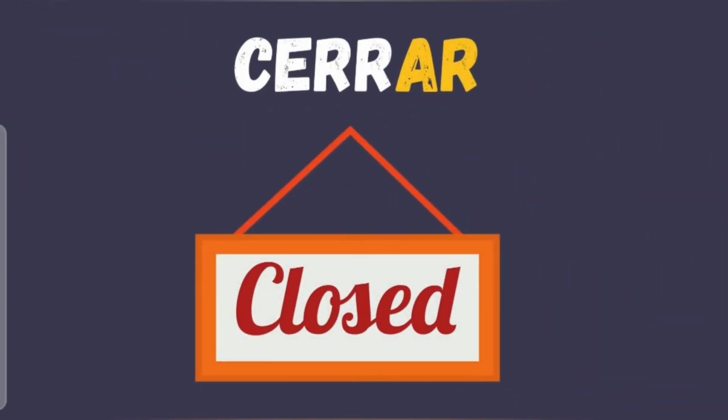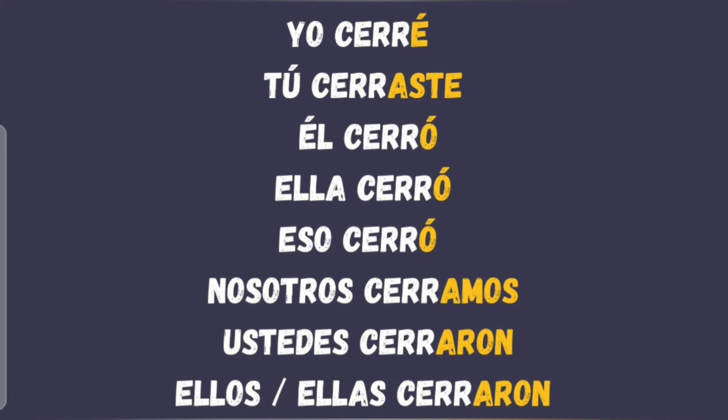Now we have the verb to close. Okay, to close, cerrar. Now let's see how you have to conjugate this verb in the indefinite past. Yo cerré, tú cerraste, él cerró, ella cerró, eso cerró, nosotros cerramos, ustedes cerraron, ellos or ellas cerraron, okay? So as you can see, the word that is not changing, it's the beginning, cerr, okay? And then the ending, you have to change it according to the personal pronouns you have, okay?